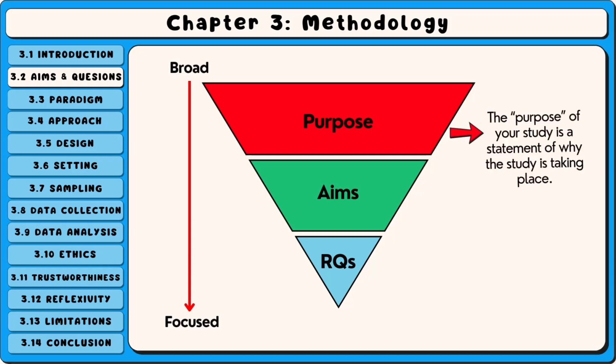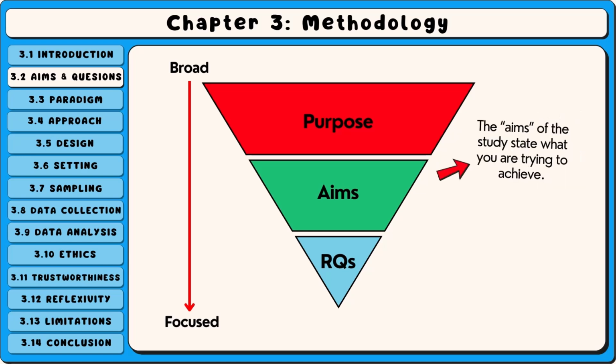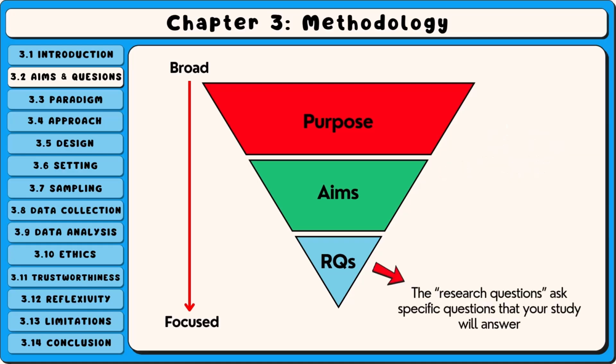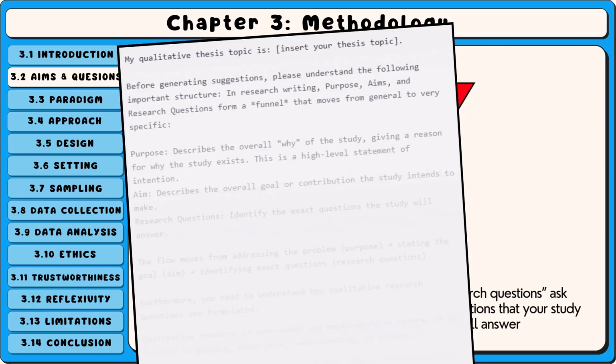For a quick recap, the purpose of your study refers to a broad statement of why the study is taking place. The study's aims will be statements of what you are trying to achieve, and the research questions are specific questions that your study will answer. Remember, you do have that brainstorming prompt that you can use to come up with the purpose, aims, and questions for your study. If you've already written section 1.2, you can go back to that and make sure the purpose, aims, and research questions that you are about to write are consistent with what you wrote in chapter 1.